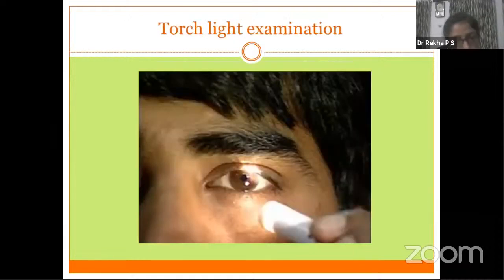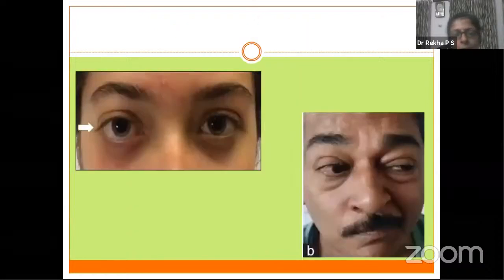Now we'll do a torchlight examination. Torchlight examination is very important, and the torchlight should not be very bright. It should not make the patient uncomfortable, and try to shine the torch from the sides to the center. You can do an overall examination of the eye and the face, because you may miss certain subtle signs like mild proptosis, as in this case. Also watch for any hemifacial spasm, facial asymmetry, etc.